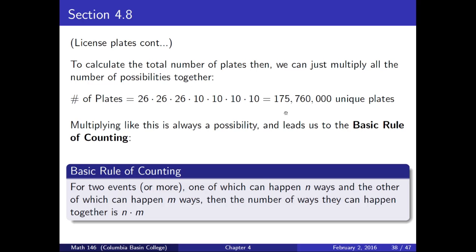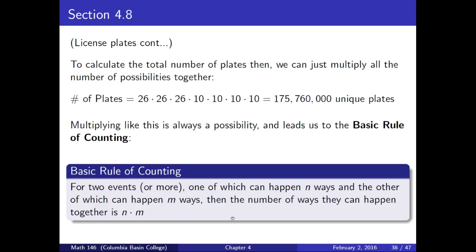Okay, so there are lots of possible unique license plates that we can make under this sort of scheme that we have in Washington. So multiplying like this is always a possibility, and this is based on what we call our basic rule of counting. If you have two events or more, one of which can happen n ways, the other can happen m ways, all you have to do is multiply the number of ways together to figure out how many ways they could happen at once.